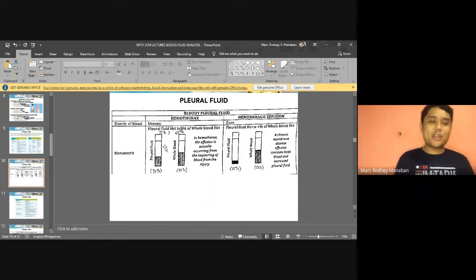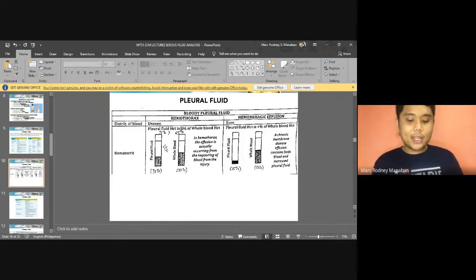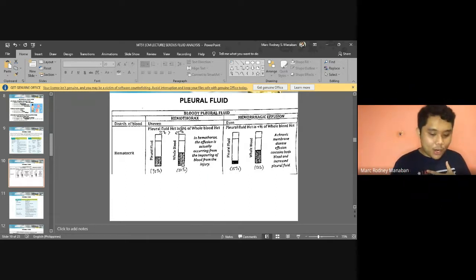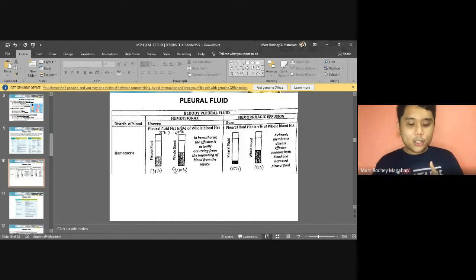Alright? So how do we differentiate? We can check the hematocrit. If the hematocrit of the pleural fluid is greater than or equal to 1/2 of the whole blood hematocrit, then that is considered to be hemothorax. So example, if your whole blood is 50%, and your pleural fluid has 35% hematocrit, half of 50% of the whole blood is 25. So therefore, the hematocrit of your pleural fluid is higher. Okay, remember, if it's greater than or equal to 1/2 of the whole blood hematocrit, then that is considered to be hemothorax.